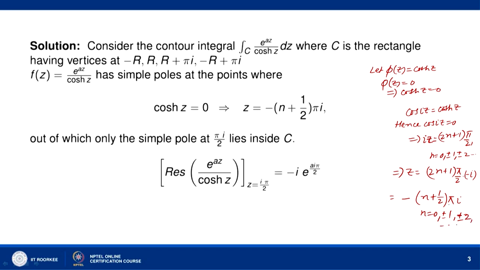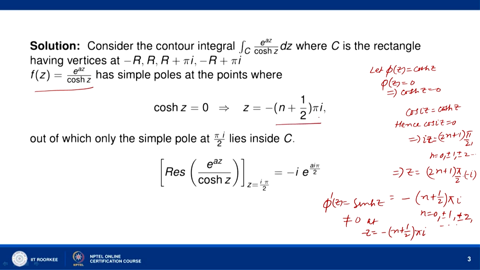Now let's see one more thing: phi(z) is cosh z, so phi prime(z) is sinh z, and sinh z is not 0 wherever cosh z is 0. So sinh z is not 0 at z equal to minus (n plus half) pi i. So at these points f(z) equal to e to the power az over cosh z has simple poles.